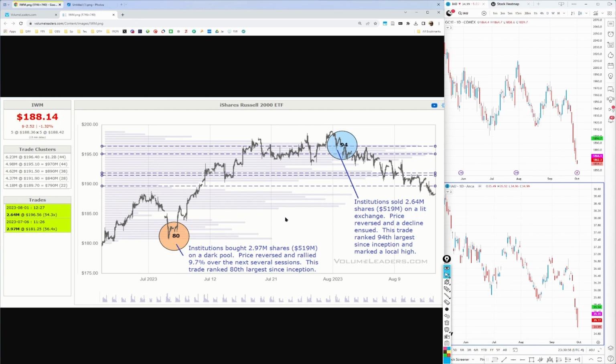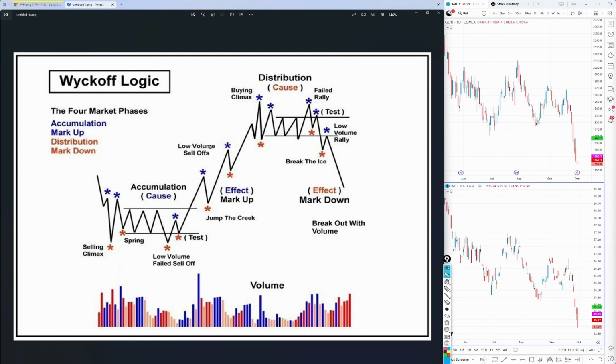If you look at the Volume Leaders example diagram on the main page, where we've got the Russell 2000 and you've got the institutions buying 3 million shares at the low and then selling at the high, that is very similar to what I talk about intraday on Bookmap. Basically, what I've been doing is talking about Wyckoffian logic of supply and demand. So you have the big guys accumulating down here at the lows and then selling up at the highs.